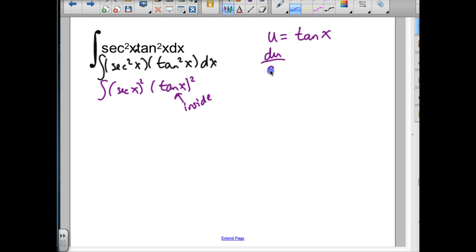Step 2, find the derivative of u. Secant squared x. Step 3, solve for dx. So multiply by dx on both sides. Divide by secant squared to solve for dx.